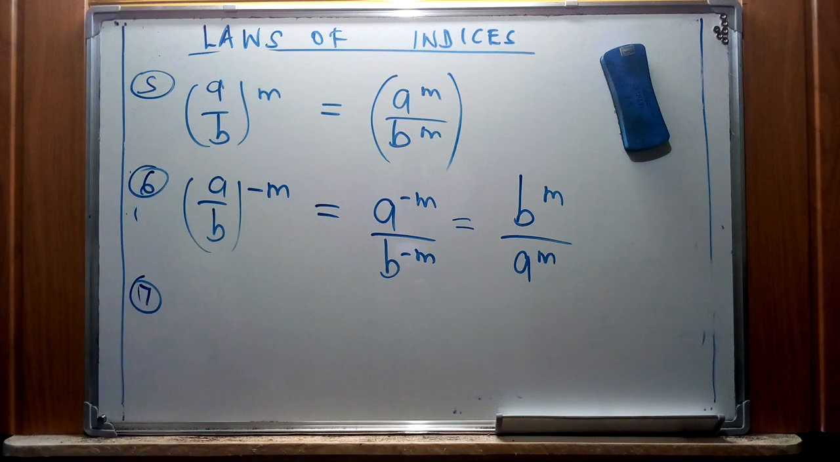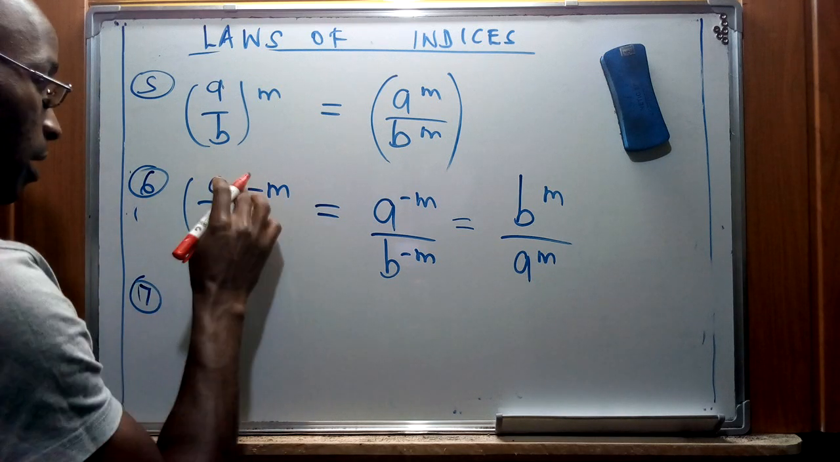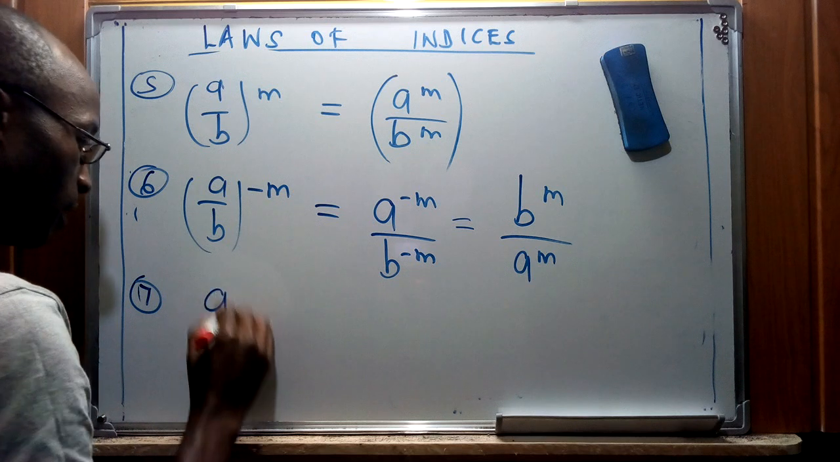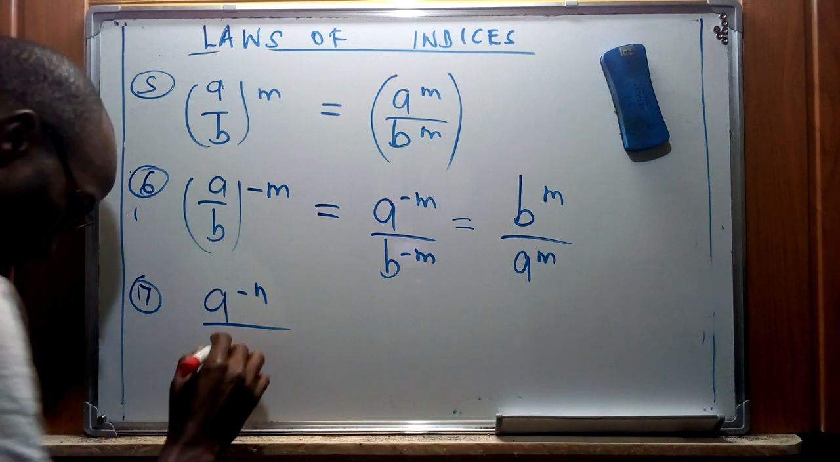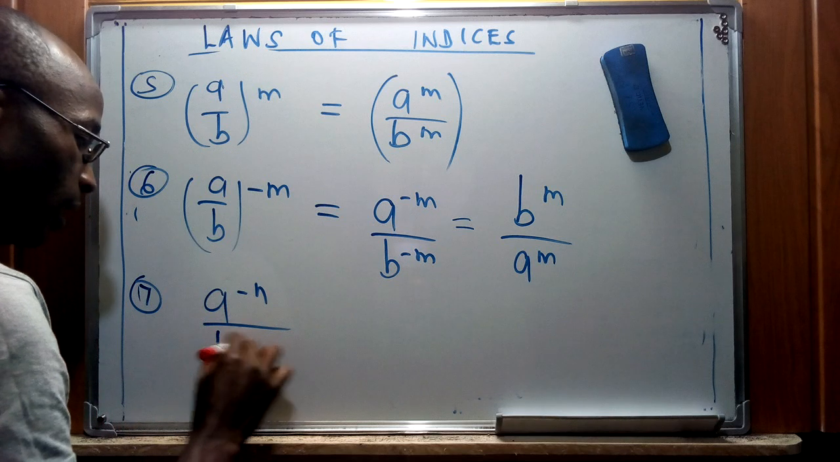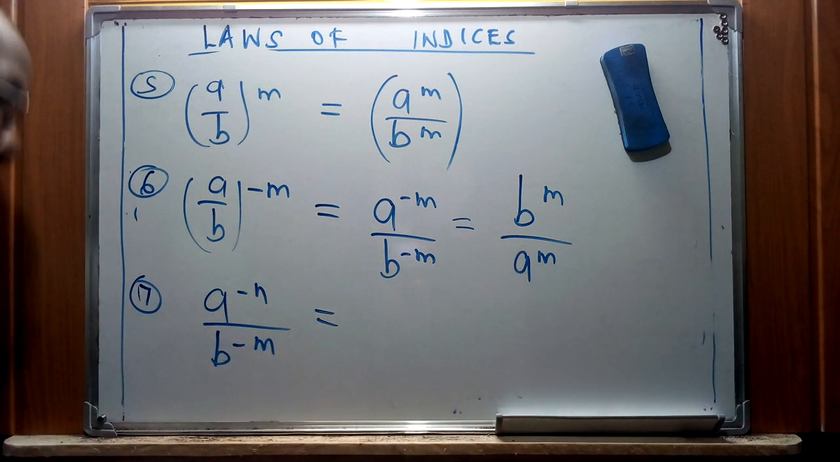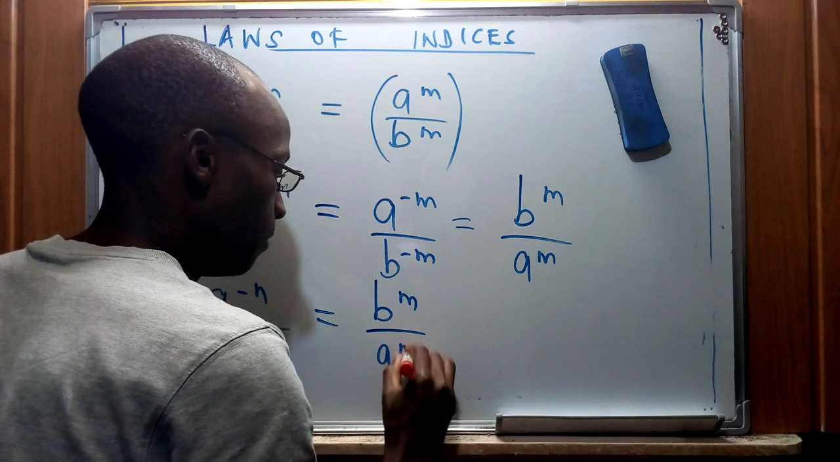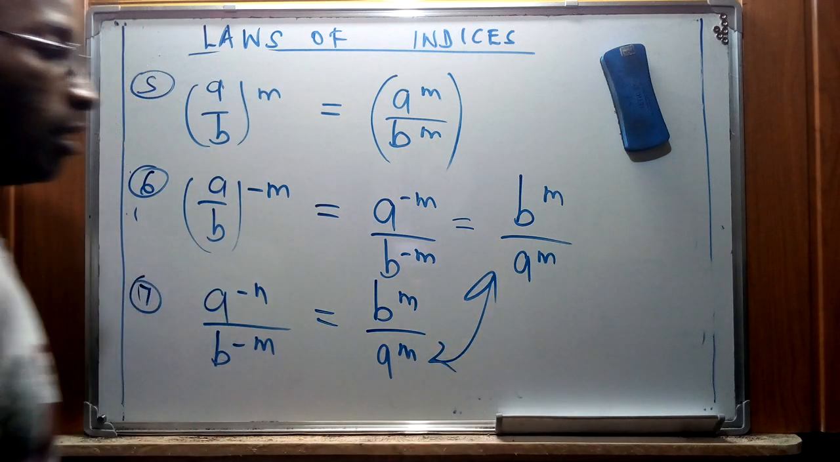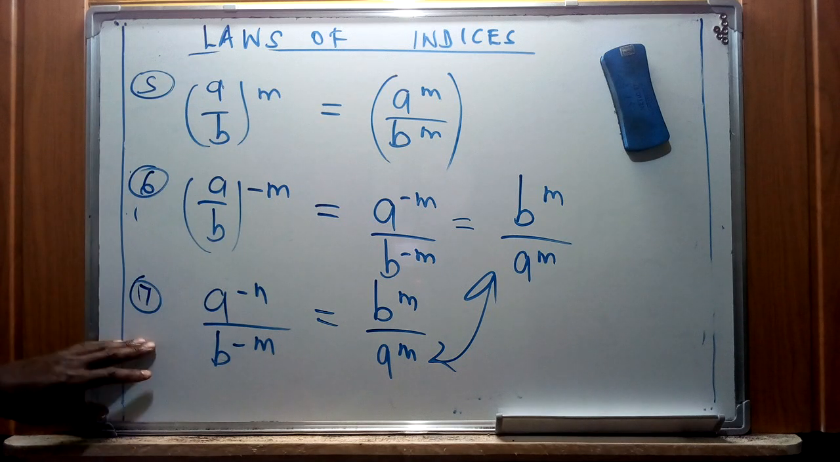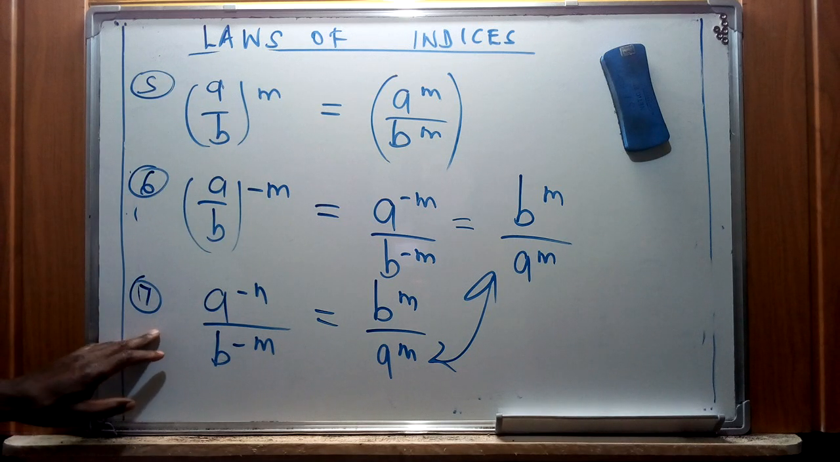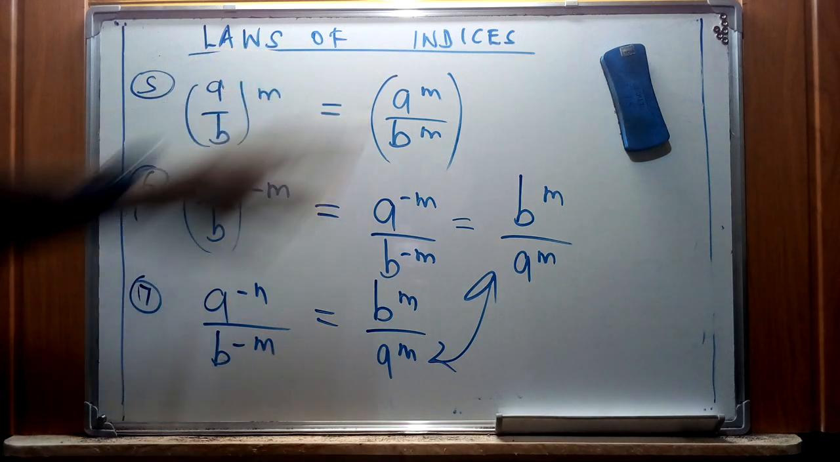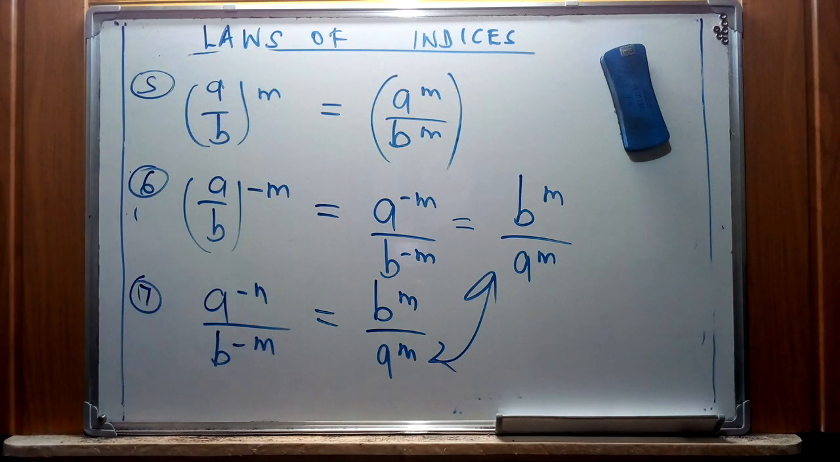So number 7, we're going to have another form for this one represented as a negative n over b negative m represented as b m over a m, just analogous to the previous one that we have discussed. So from number 1 to number 7, these are some of the applicable laws that we're going to discuss whenever we tackle the concept of our laws of indices, and they're going to be applied in different areas that require operations which involve the concept of indices.